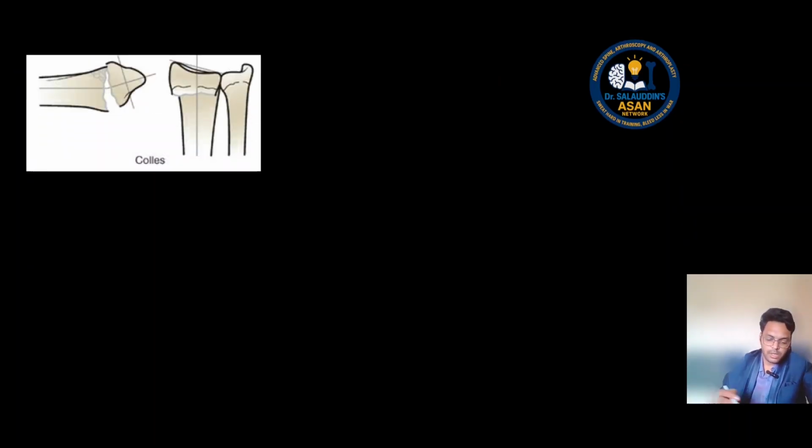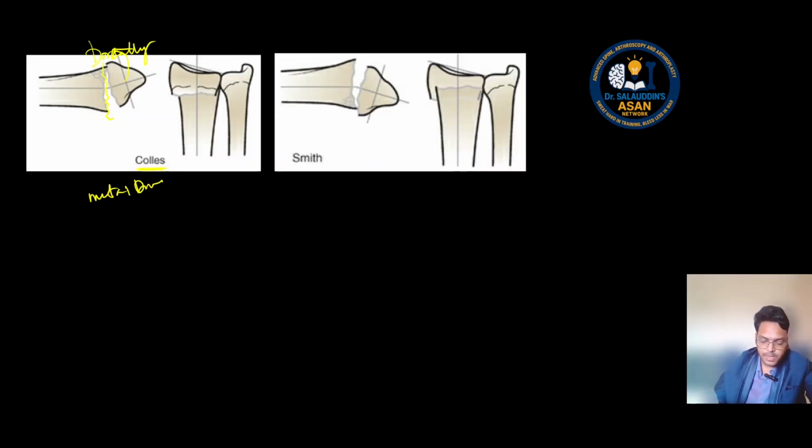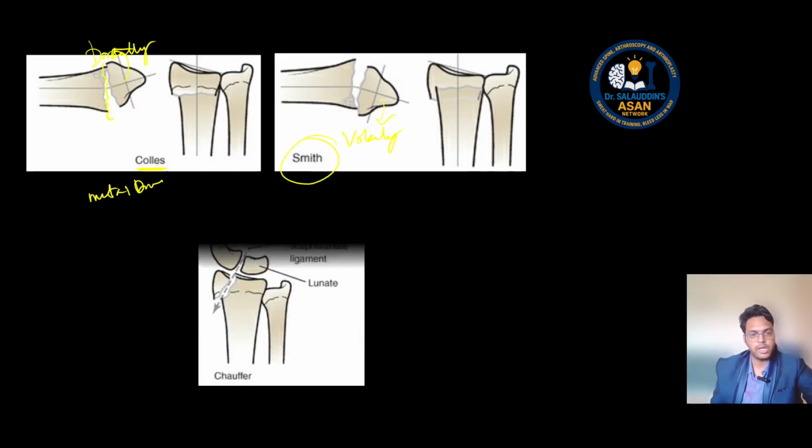Coming to each type. So, first one is Colles, when it is an extra-articular fracture at the metaphyseal-diaphyseal junction and the fracture fragment is displaced. Where is it displaced? It is displaced dorsally. When it is displaced dorsally, it is Colles fracture. If it is displaced volarly, it is Smith fracture. The fracture is displaced volarly.